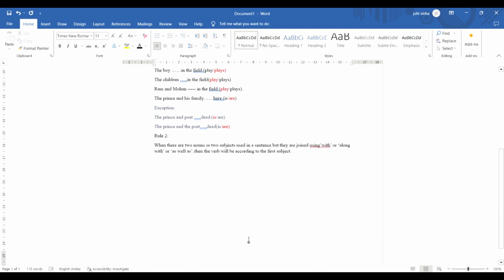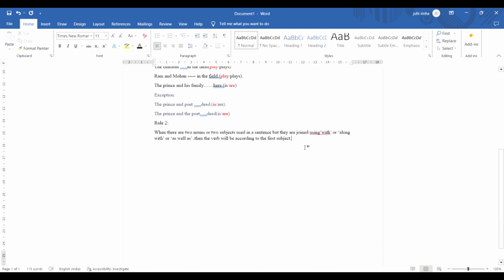Now, what do I mean by the first subject? Let us see a sentence. Iron as well as gold dash found here. Now, as you can see, there are two nouns in this sentence, that is iron and gold. Both are material nouns. There are two heads. So, logically, the answer should have been are. But then, they are joined with the help of as well as.